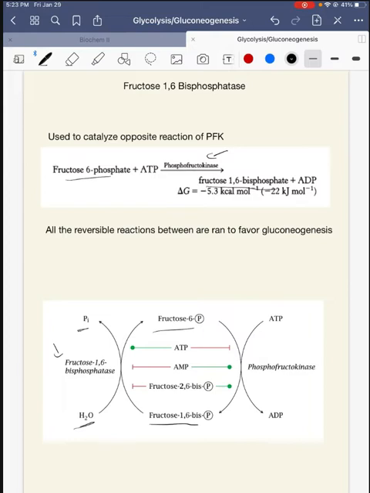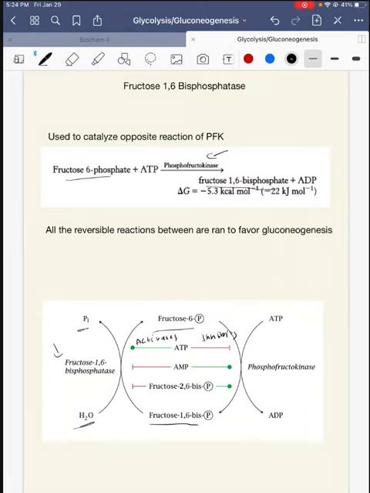This enzyme is also regulated, and it's activated and inhibited by the opposite stuff of what acted on PFK. So for example, ATP inhibits PFK, but it activates this enzyme. Same thing with AMP. So whatever effect it had on PFK, it will have the opposite effect on fructose 1,6-bisphosphatase.